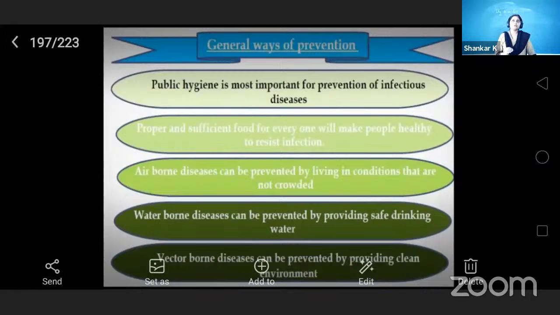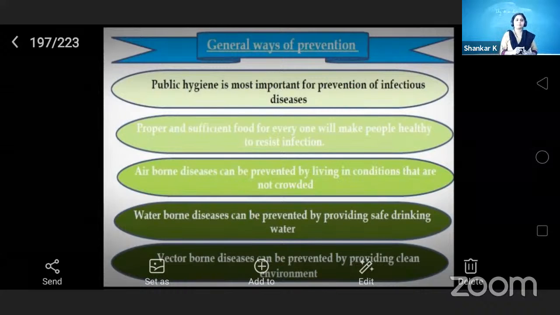Whenever we drink water, we have to boil and filter it. Whichever water we get from outside, tap water or bore water, we should not drink directly. And vector-borne disease can be prevented by providing a clean environment. Vector-borne diseases happen by mosquitoes and flies. That's why we have to keep our environment and surroundings clean.